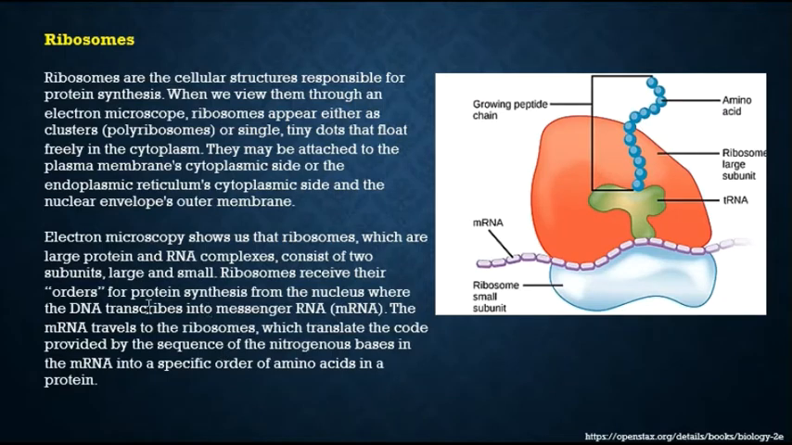So the mRNA travels to the ribosome, which translates the code provided by the sequence of the nitrogenous bases in mRNA, and a specific order of amino acids in a protein is formed. I have also explained this to you in my nucleic acids chapter, but to tell you shortly, this is the ribosome large unit, this is the small unit, this is the mRNA which has the code for the protein. Now, an amino acid is recruited each time by a tRNA which brings the amino acid, and this is joined to the growing polypeptide chain. The reaction required for this is catalyzed by the ribosome.